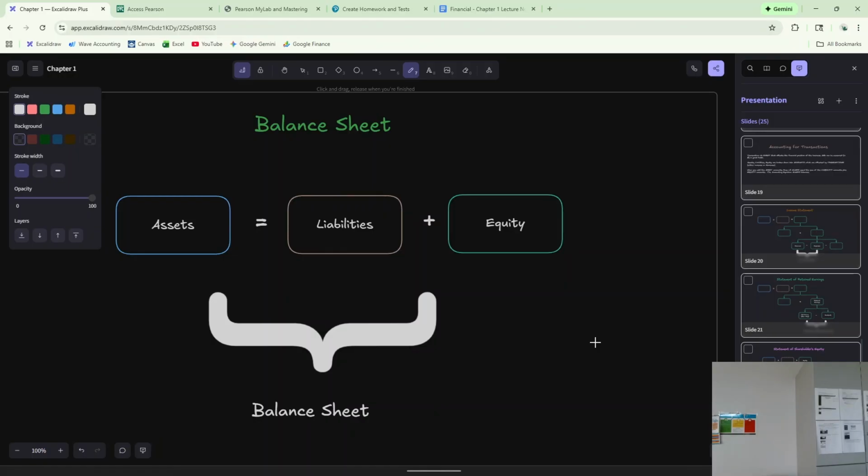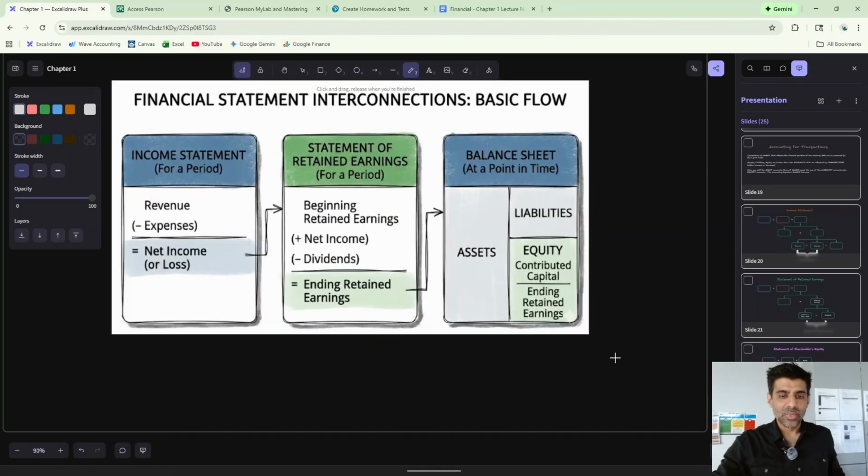Okay? And we went through all the rigmarole to figure out what this balance is, right? All those other financial statements were leading up to getting this. Once we have this, we can complete the balance sheet. Okay, last one. These are all interrelated, okay?